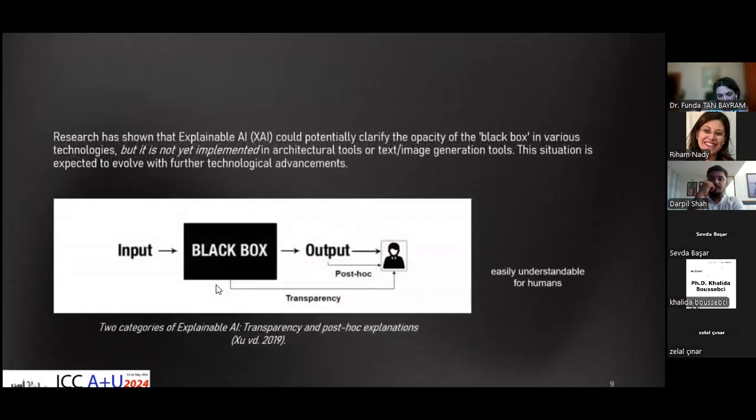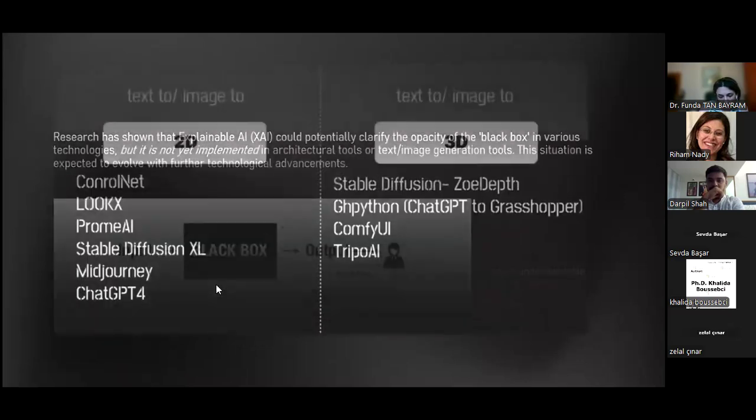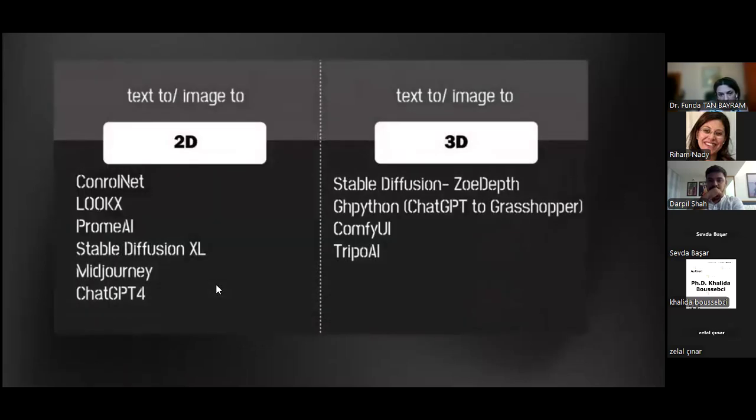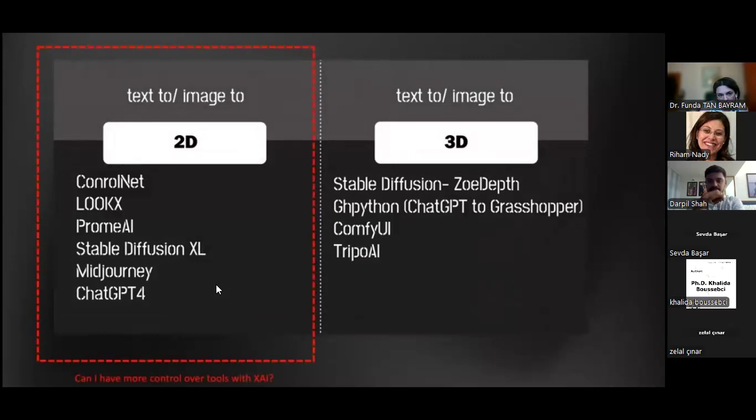Research has shown that XAI could potentially clarify the opacity of the black box in various technologies, but it's not yet implemented in architectural tools or text-to-image generation tools. This situation is expected to evolve with further technological advancements. Through hands-on experiences, the research shares observations on co-creation with these tools. From this perspective, the question arises: can I have more control over tools with XAI so that we can co-create?